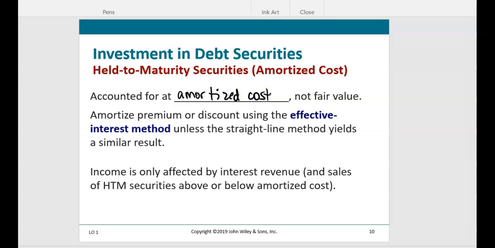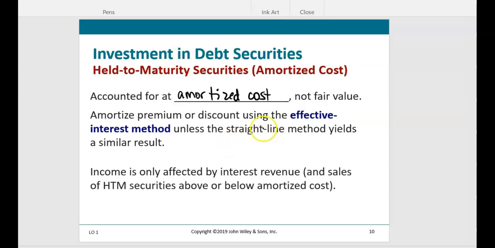What we do is we amortize any premium or discount using the effective interest method, just like we did when we accounted for the issuance of bonds that are not issued at face value. Unless, just like with the bonds payable, the straight line method yields a similar result. If the use of the straight line method does not result in a materially different amortization of the premium or discount compared to the effective rate method, then GAAP allows the straight line method to be used.